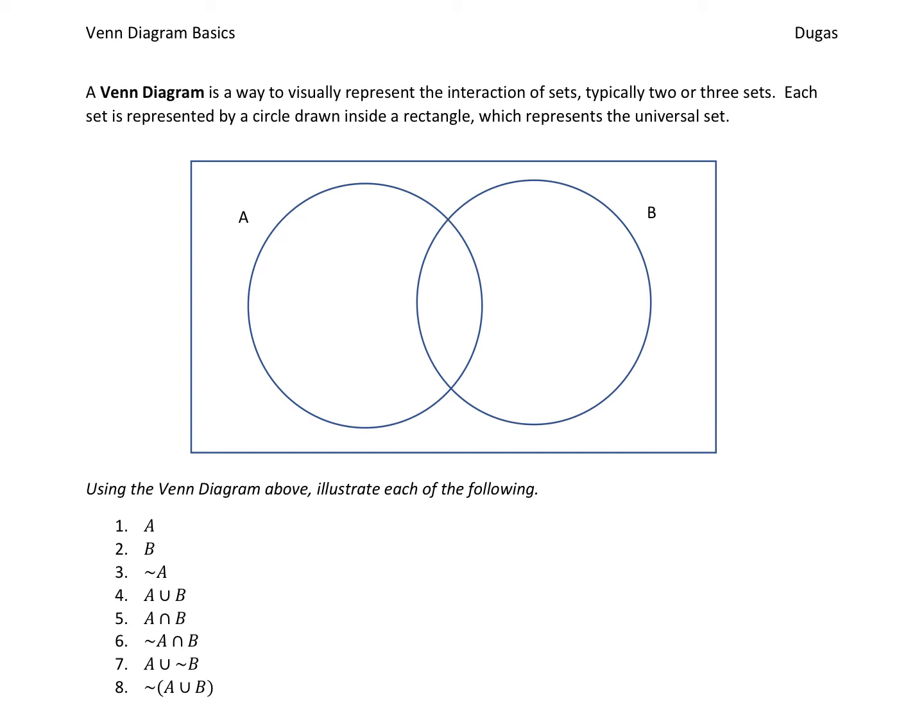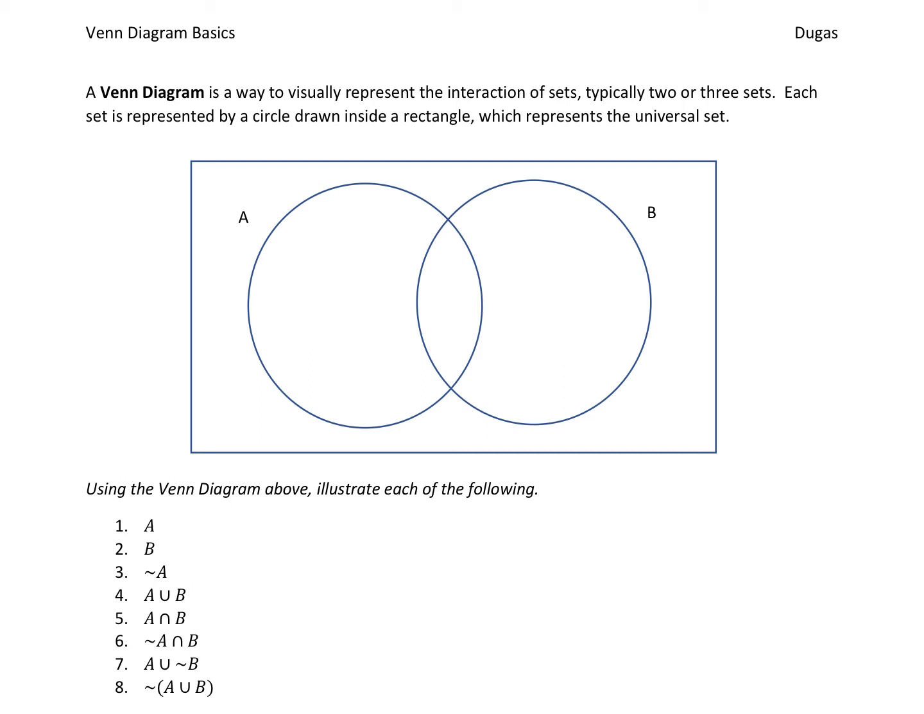This video is going to introduce you to just some basic ideas about a Venn diagram, what it is, and how to use it. So this first example is going to illustrate a Venn diagram having two sets. A Venn diagram is a visual way to represent the interaction of sets, and typically it's 2 or 3 sets. It's possible to do a diagram with more sets than that, but it's typically 2 or 3.